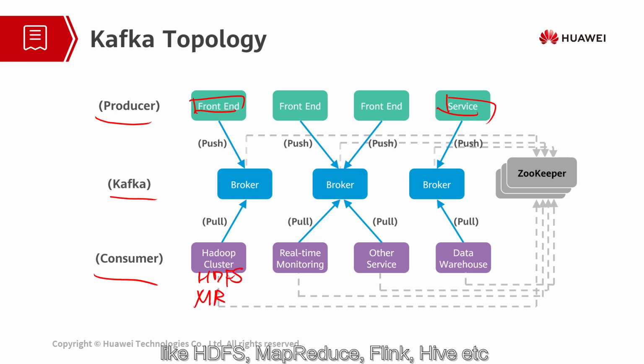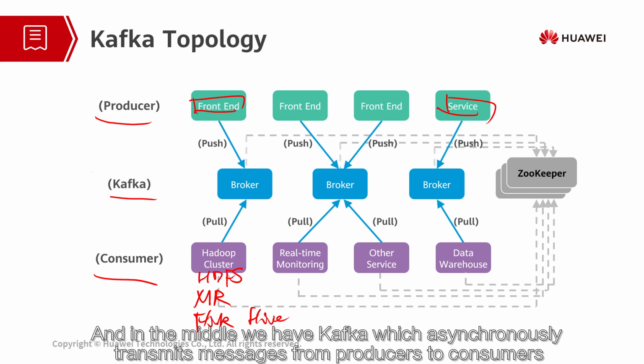MapReduce, Flink, Hive, etc. And in the middle, we have Kafka, which asynchronously transmits messages from producers to consumers.